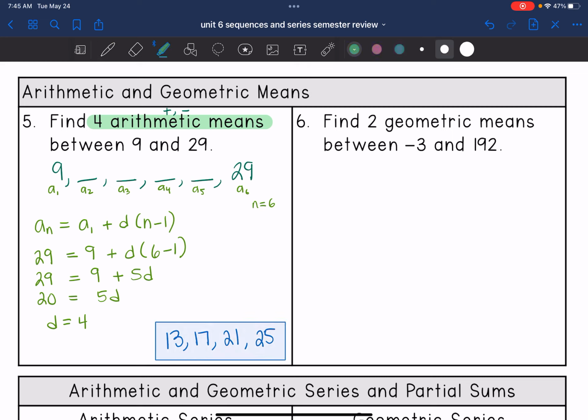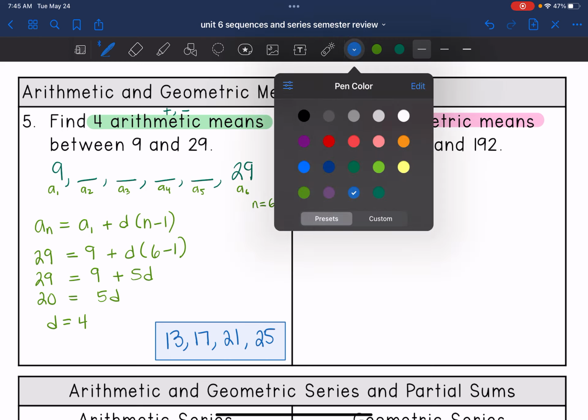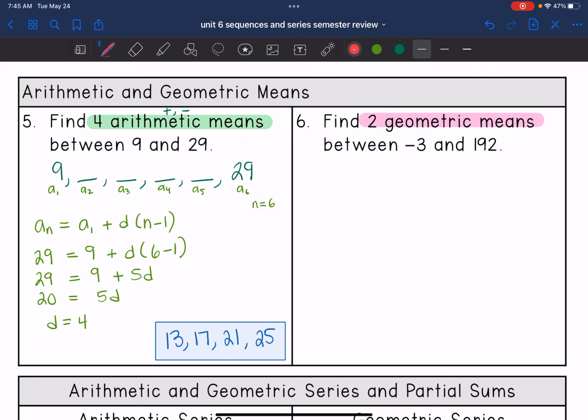Okay, our next one. Find 2 geometric means between -3 and 192. So same premise. There is some sequence out there that starts with -3, then there's 2 numbers, and then it ends with 192. So we want to figure out what goes in those 2 blanks. Because this is geometric, they're going to be multiplying by something or dividing, but that's the same as multiplying by a fraction.